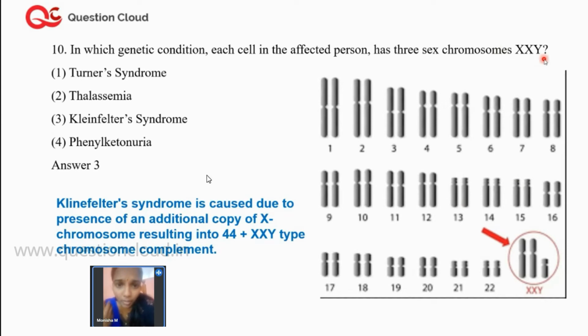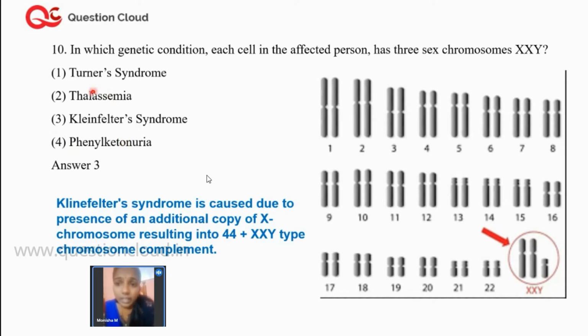When you are going to be doctors in future, you have to remember all these disease names. Like what is Turner syndrome, what is thalassemia, what is Klinefelter syndrome, and what is phenylketonuria. All these four are genetic disorders. Phenylketonuria is a condition where you have a deficiency or metabolism error in phenylalanine. Phenylalanine is an important amino acid, and with its deficiency they will develop phenylketonuria.